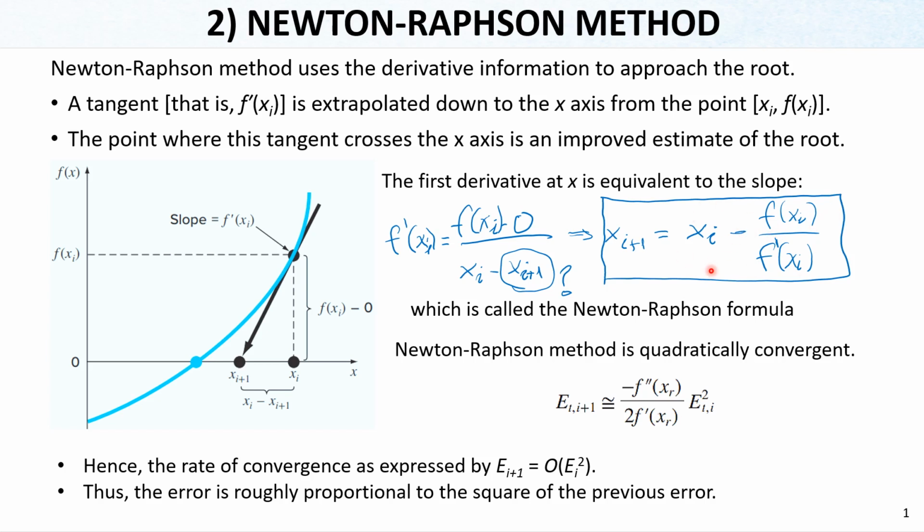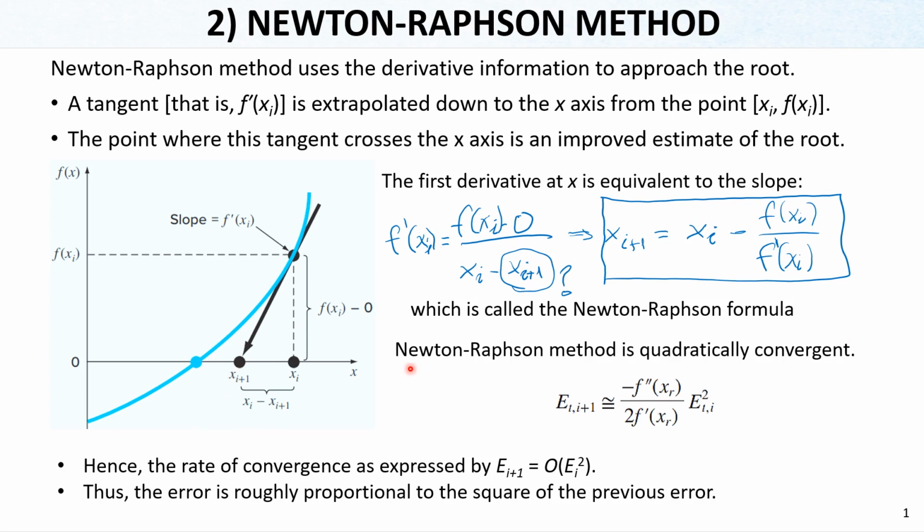So this Newton-Raphson is actually derived from the Taylor series expansion as well. So you can check the book for the proof of it, but we are not going to show it. We are just showing the formula based on the geometric interpretation of the tangent.